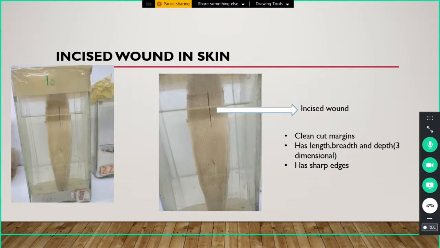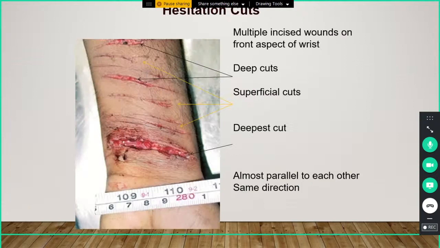Now this is a specimen of skin showing incised wound. Can you appreciate? It has clean cut margins, has 3 dimensions, length, breadth and depth, and has sharp edges. Now these are the hesitation cuts. It is also a type of incised wound.